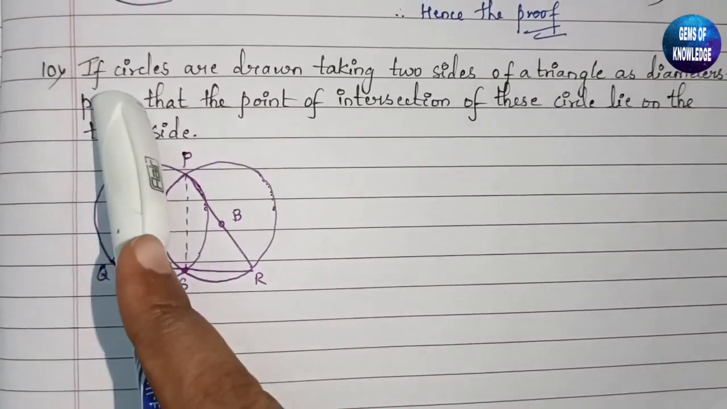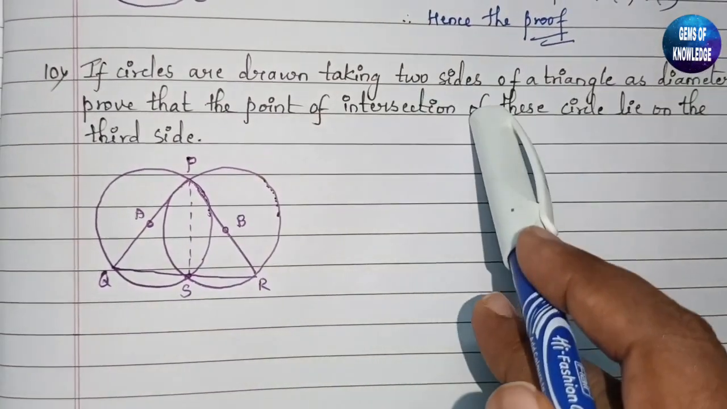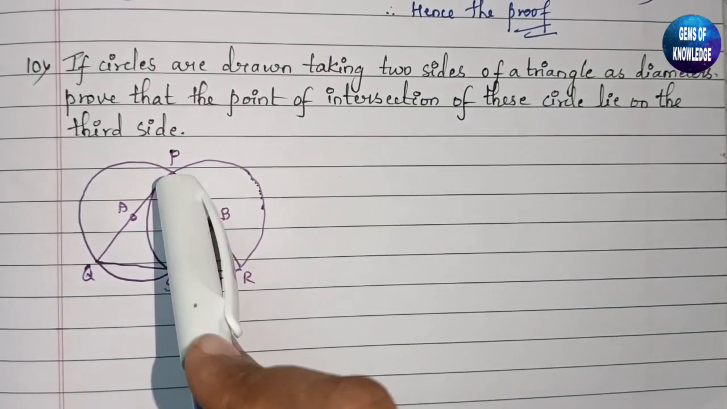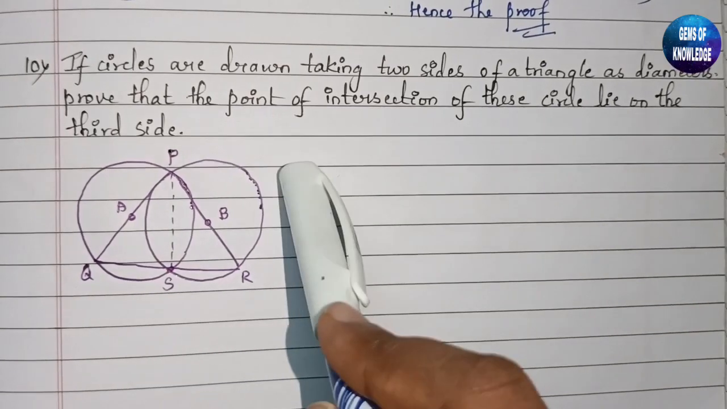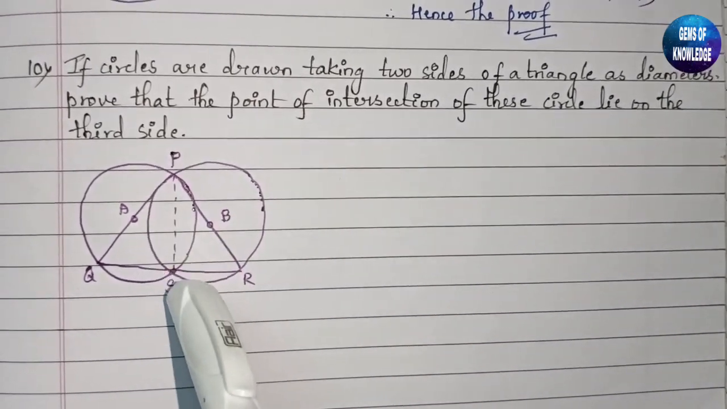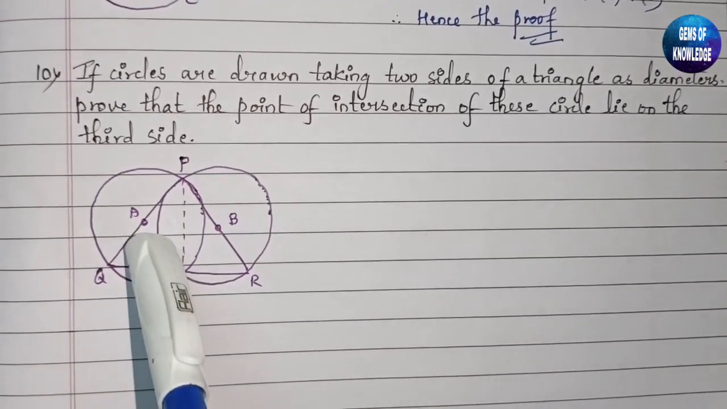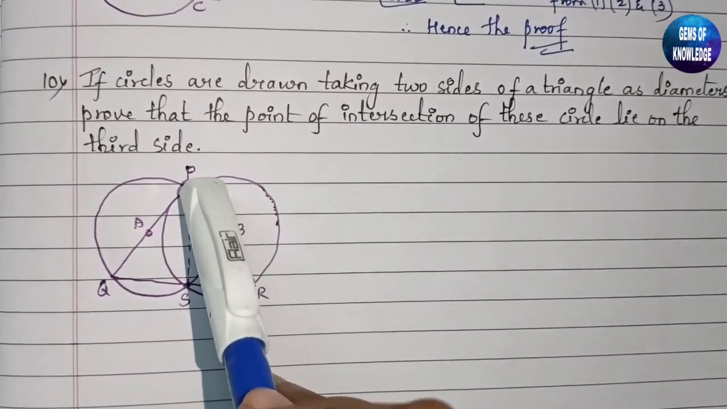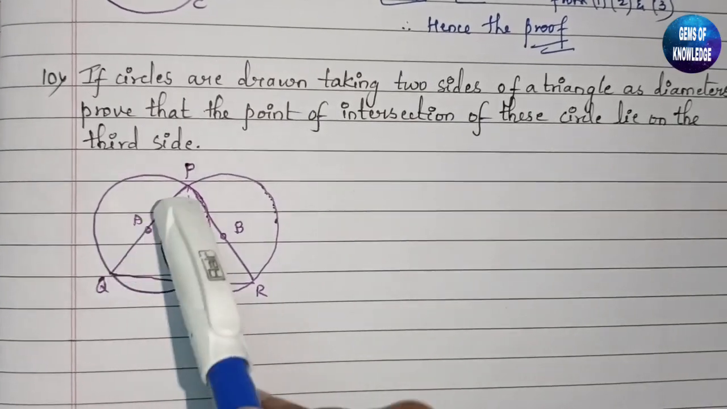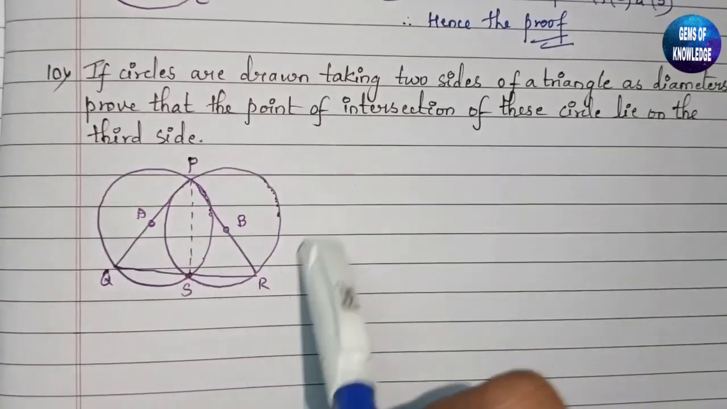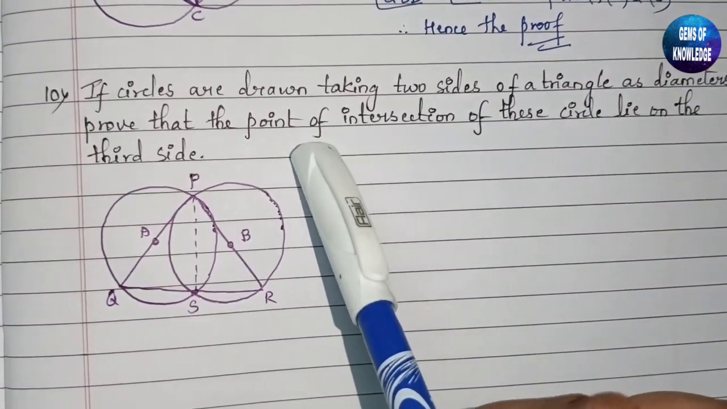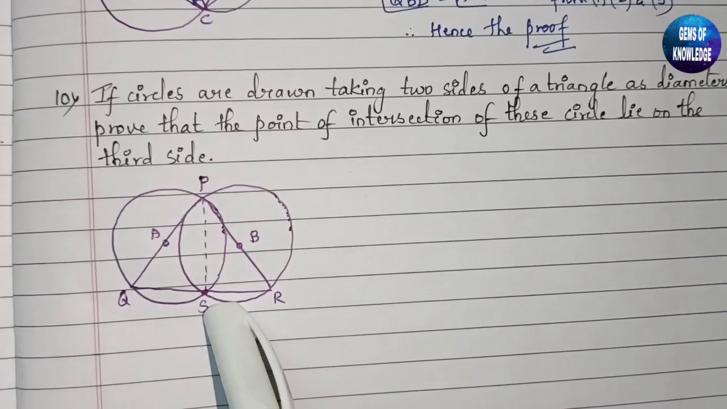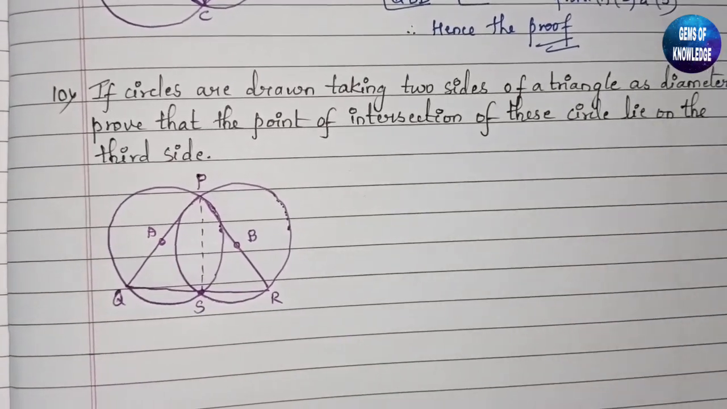Next question: if circles are drawn taking two sides of a triangle as diameters. Now these are the two circles, and these circles are intersecting at two points, P and S. The circles' centers are A and B, and the triangle's two sides are the diameters of these circles. We need to prove that the point of intersection of the circles lies on the third side. So this point of intersection S lies on the third side.